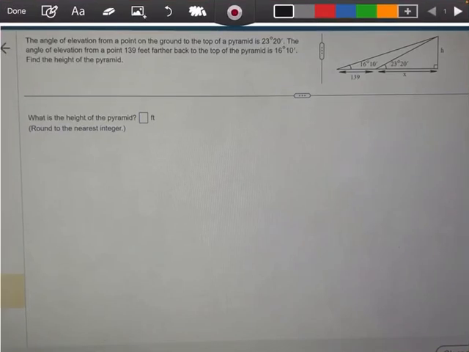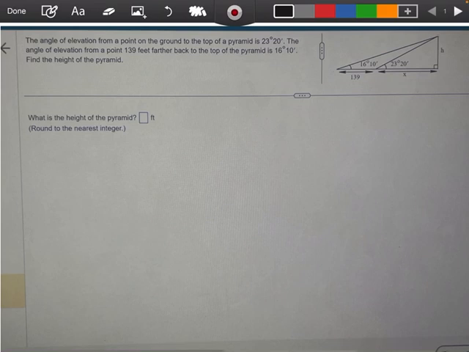All right, y'all. So this is one of the homework questions. Let's see if we can figure this thing out. It says the angle of elevation from a point on the ground to the top of the pyramid is 23 degrees, 20 minutes. And the angle of elevation from a point 139 feet further back from the top of the pyramid is 16 degrees, 10 minutes. We want to find the height of the pyramid.